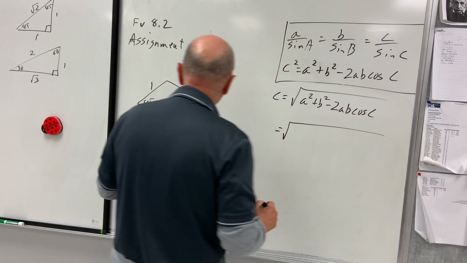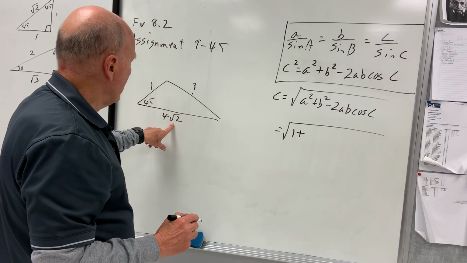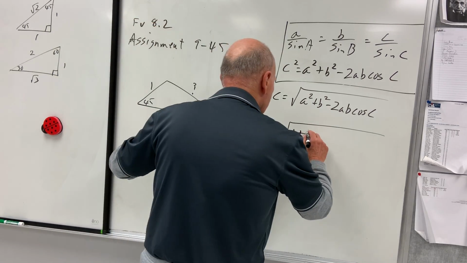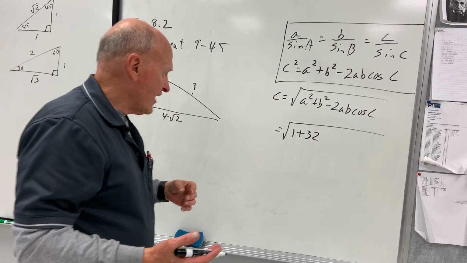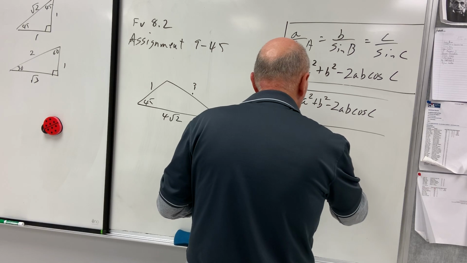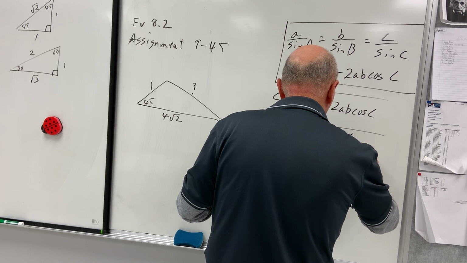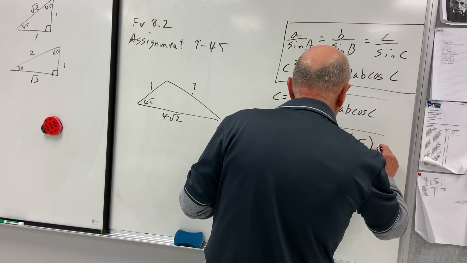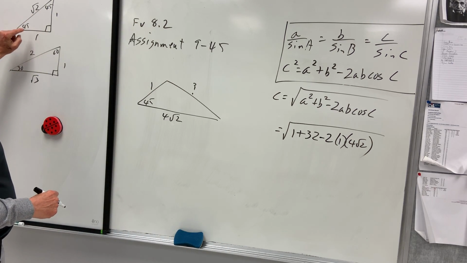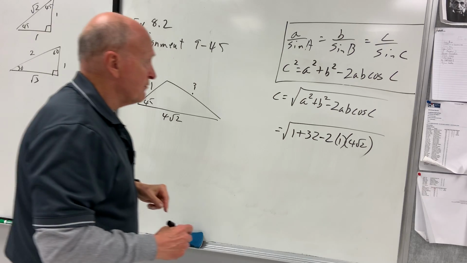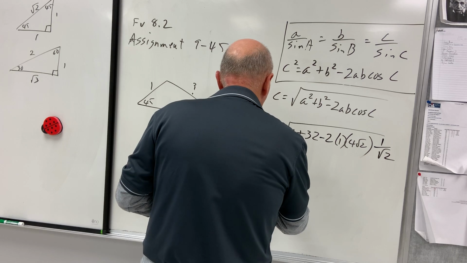That gives us the square root of a squared, 1 squared is 1, plus b squared, 4 squared, 2 squared, that would be what, 32? Now, if we were in class, I'd tell you guys to be sure and check my arithmetic. Hopefully that's right. All right, minus 2 times a, which we would call 1, b, 4 squared is 2, cosine of c, in other words, cosine of 45 degrees. Cosine of 45 degrees, that's adjacent over hypotenuse, that would be 1 over the square root of 2. Now we would simplify that.